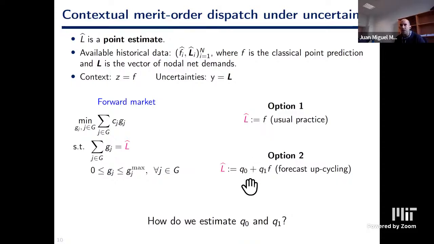The second option is what I have called forecast upcycling. That is, we are going to try to aggregate the point forecast F by means of a very simple linear map characterized by coefficients Q0 as the intercept and Q1 as the slope. So the question is, how do we estimate these Q0 and Q1?